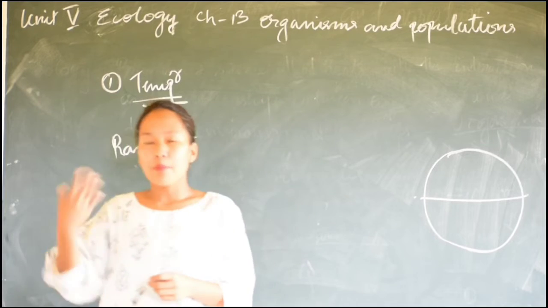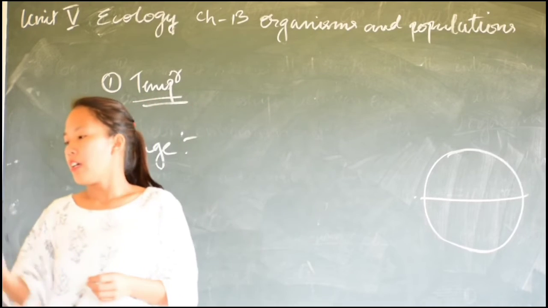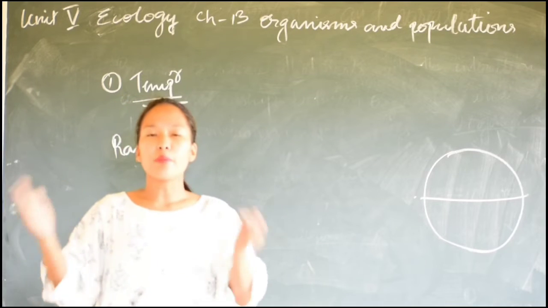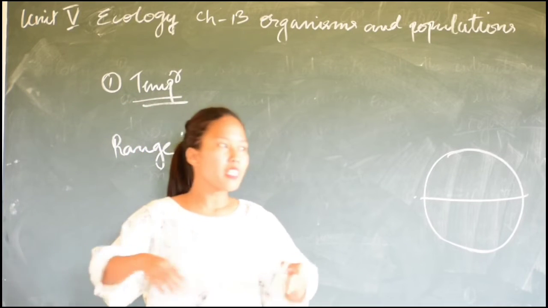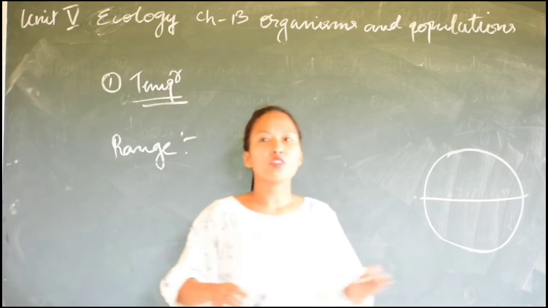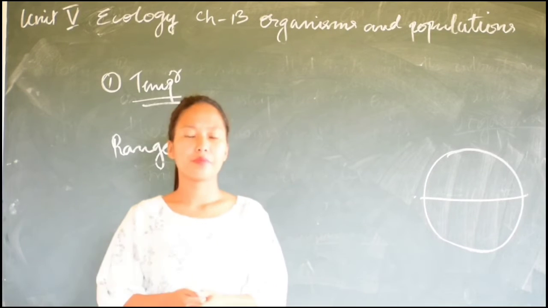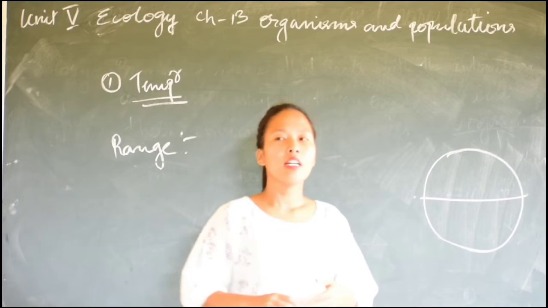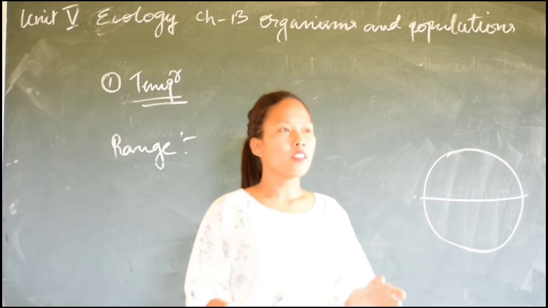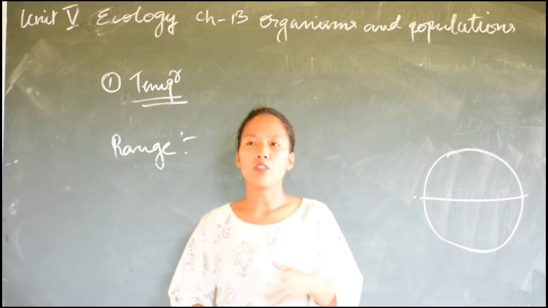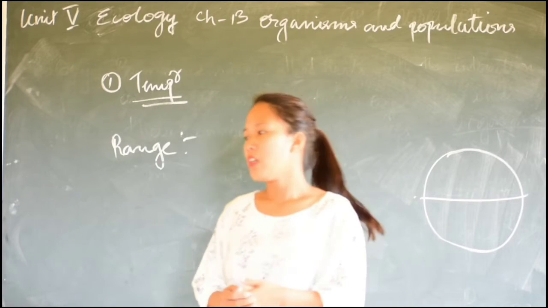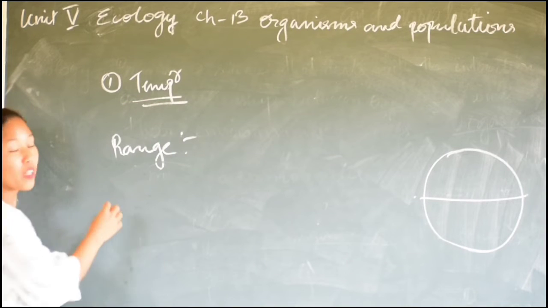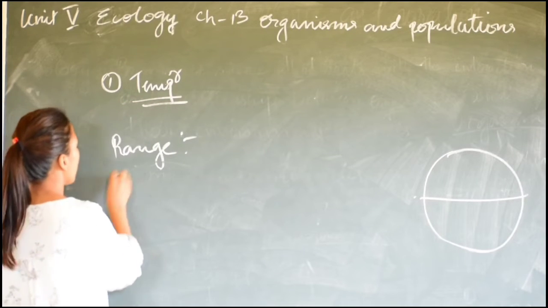If a species is able to tolerate a certain range of temperature, their distribution all over the globe is also determined by that. Organisms which have a very wide range of temperature tolerance are called eurythermal, and those who have a very narrow range are called stenothermal. The next factor will be water.